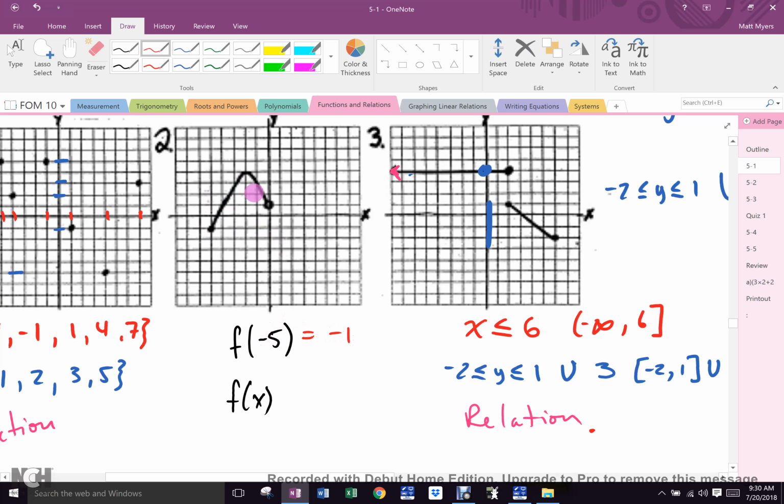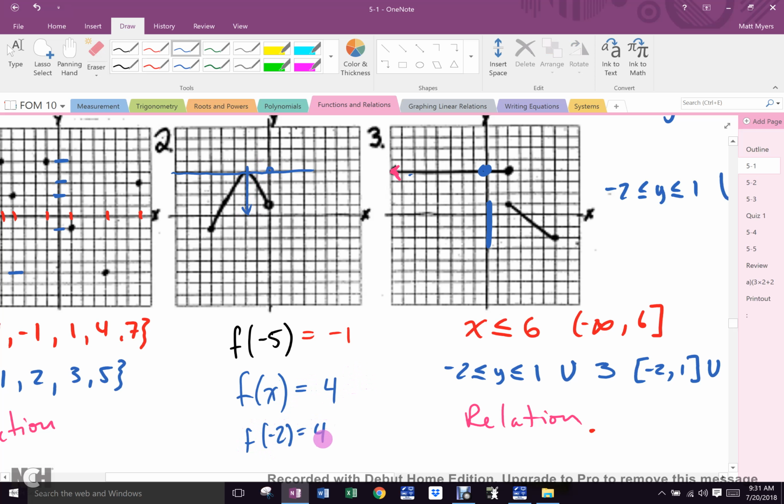Now, if I change this around, f of x equals 4. Do I know the x value? No, but do I know a y value? Yes, it is 4. So now all I have to do is find the x value where this line hits 4, which is right there, yes? So the f of negative 2 equals 4.